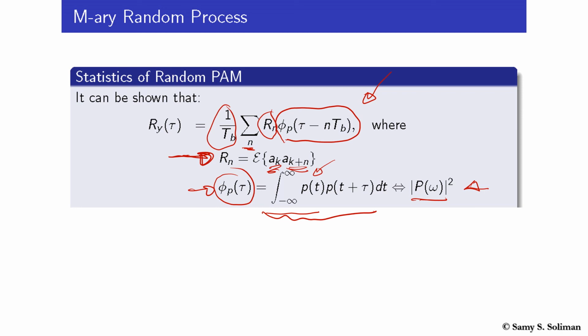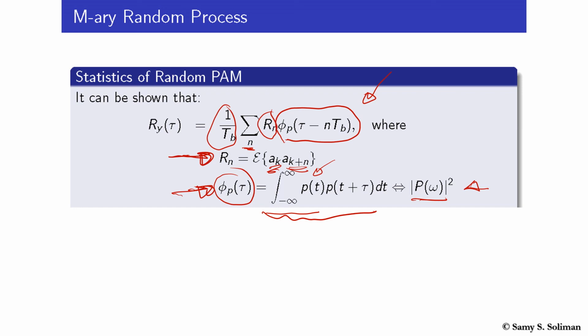So whether we have two amplitudes or M amplitudes, whether these amplitudes are unipolar or polar or have any other forms, that can be calculated irrespective of the pulse shape itself. And the second part of the problem is to calculate phi_p of tau, or the time autocorrelation of the pulse shape, which can be calculated for the pulse irrespective of the amplitudes A_k.